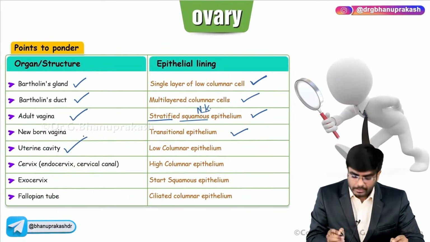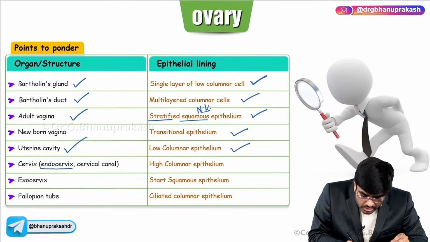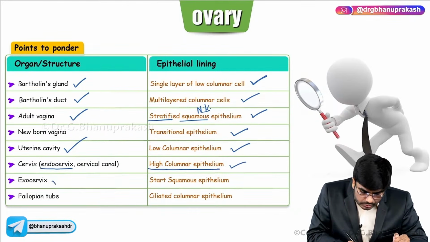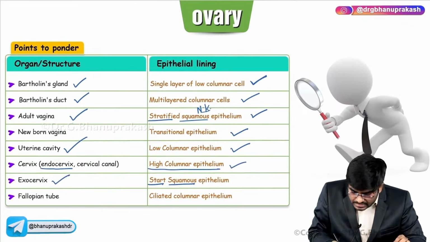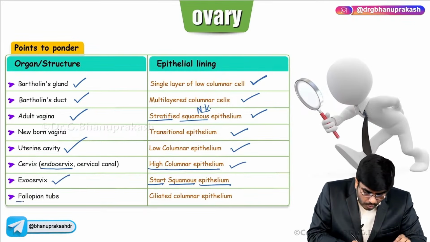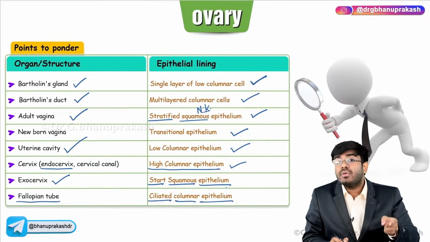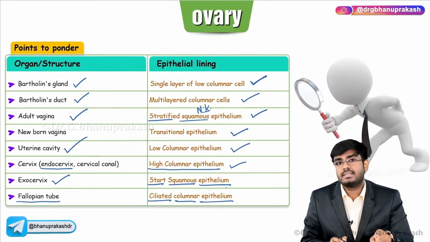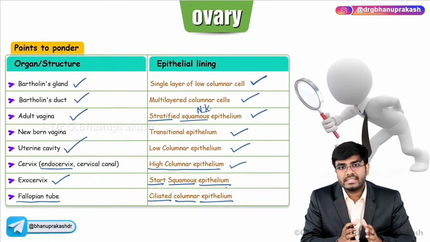Uterine cavity is lined by low columnar epithelium. Cervix: the endocervix is lined by high columnar epithelium, and the exocervix, the portio vaginalis towards the vagina, is lined again by stratified squamous epithelium. Fallopian tubes are lined by ciliated columnar epithelium, and in fallopian tubes there are cells called PEG cells, which are non-ciliated cells. Now we have discussed all the important points which are needed for your exams. So the anatomy of the female reproductive tract topic is completed.